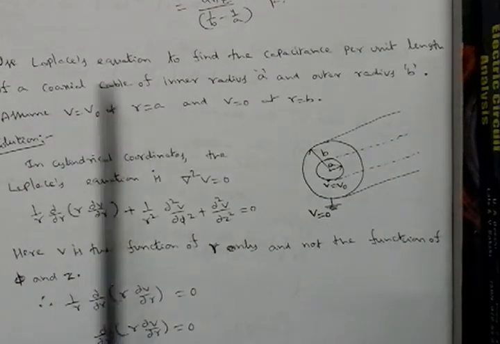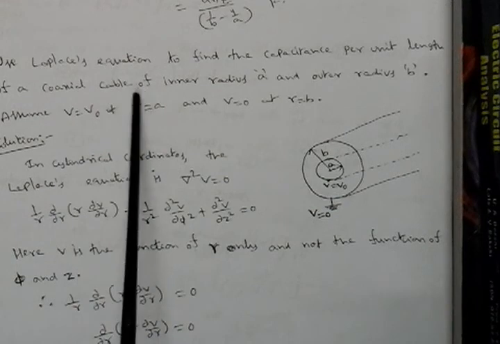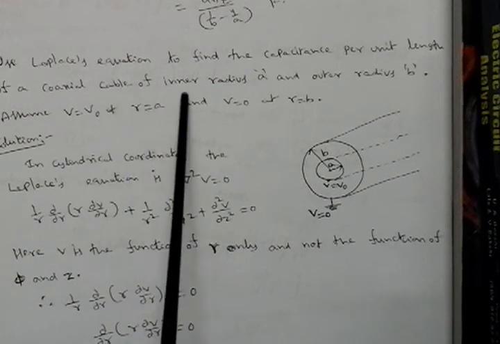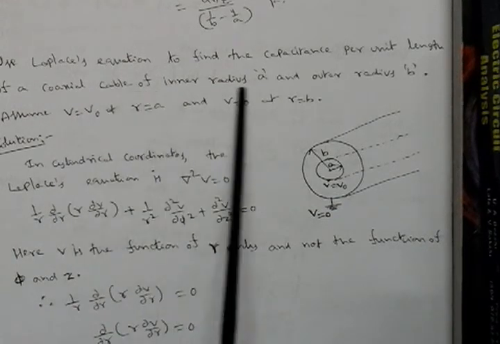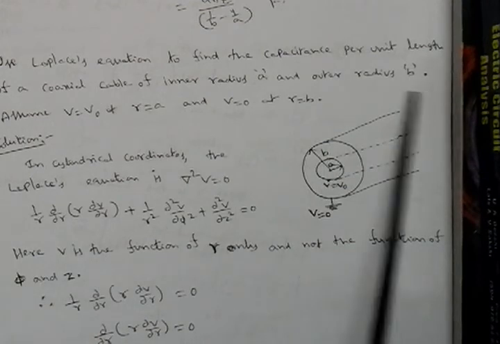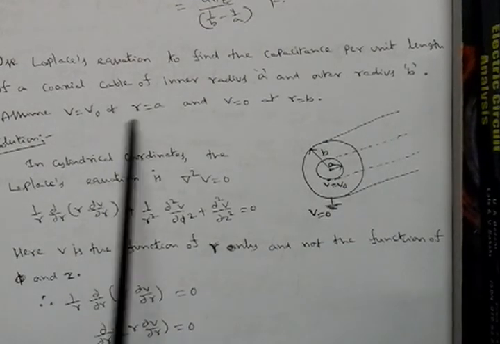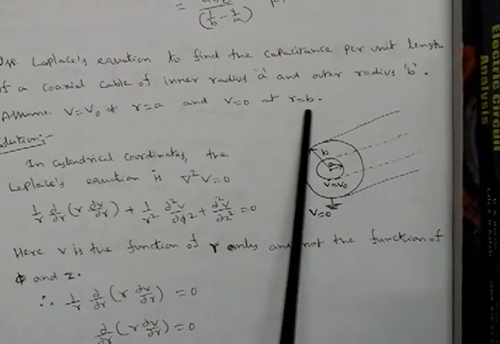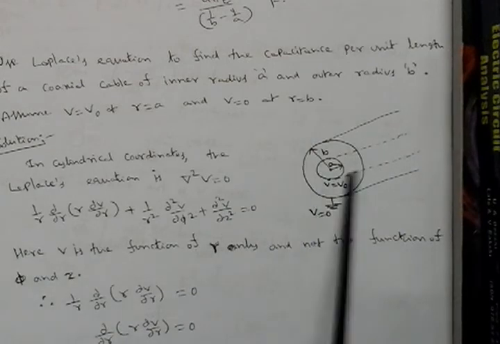Cable means it is a circular shape, so we need to use the cylindrical coordinate system for solving this one, with inner radius a and outer radius b. Assume V is equal to V naught at r is equal to a, and V is equal to 0 at r is equal to b. So it is a cable, right?